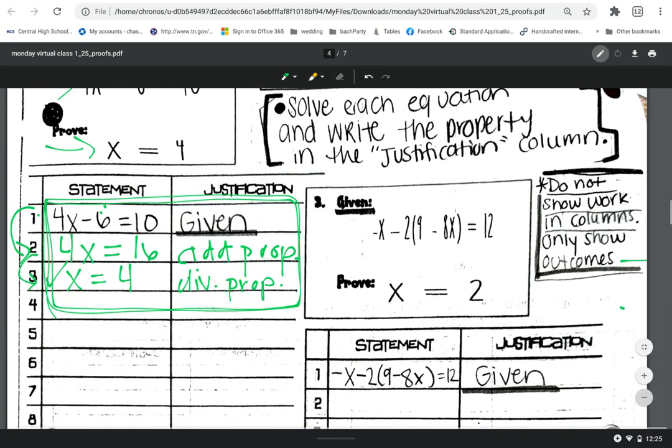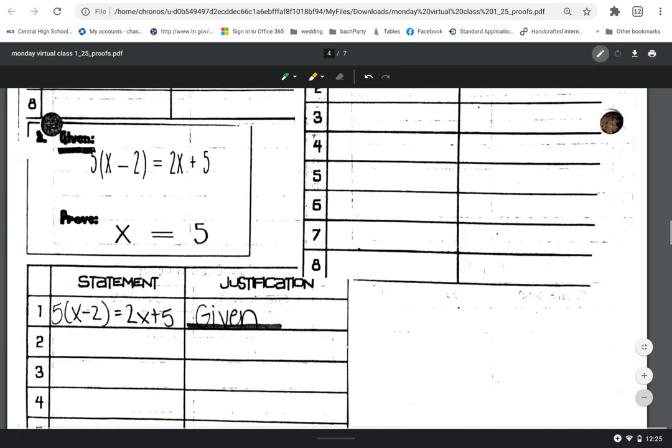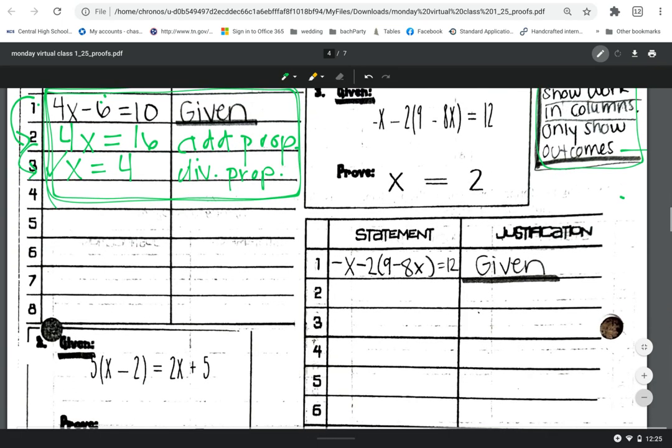All right. So if you look, do not show your work in the columns, only show your outcomes. So let's look at, I'll do this one. So you'll do number 2. All right, so you always write your given first. So I wrote it in there for you, but when we do proofs, you always write your given in there first. Okay, then this should always be your last statement.